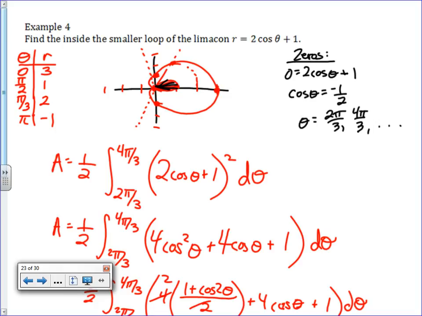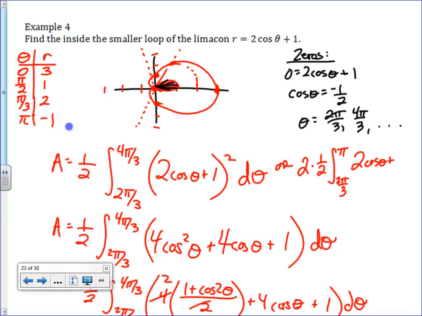Pi. Because 2 pi over 3 and 4 pi over 3, what's halfway in between? And what's this angle? Pi. So the other way that you could have done it, I'm just going to put a little "or." Or you could have done double 2 pi over 3 to pi. Why might that have been nice?